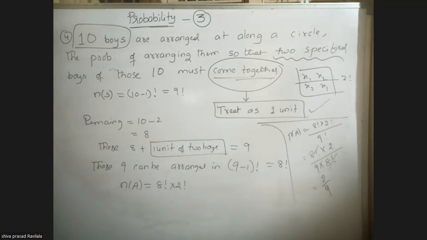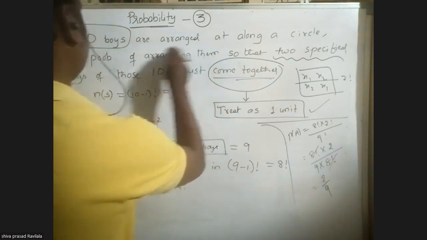Same question. Out of 10 persons sitting around a round table, 2 persons are selected randomly, then the probability that they are not adjacent to each other. Then the probability, same as here.